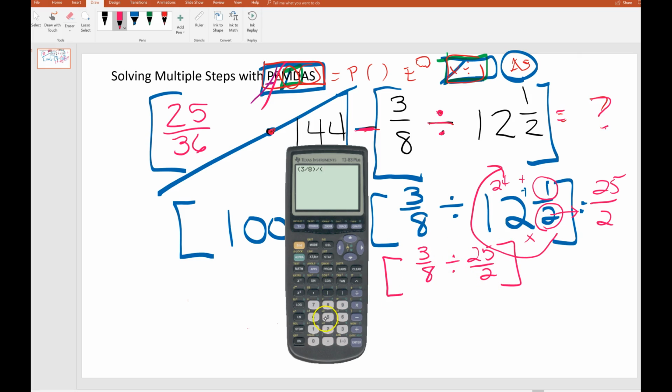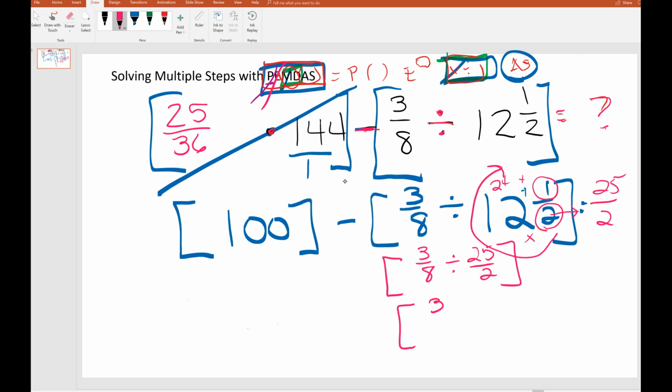Parentheses, 25 over 2, 25 divided by 2. And then we want to tell our calculator that this is a fraction and we want a fraction answer. And to do that, we go to the math button and then we click enter twice. And so 3/8 divided by 25/2 is 3/100. So let's put this in perspective for the rest of the problem. That's this part of the problem, right? And we finished our division.